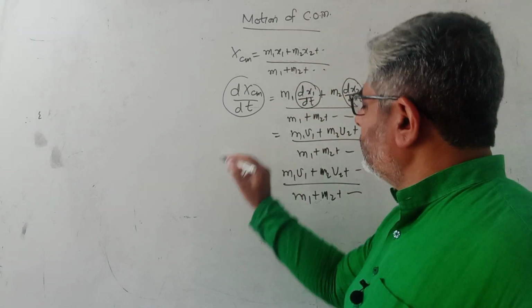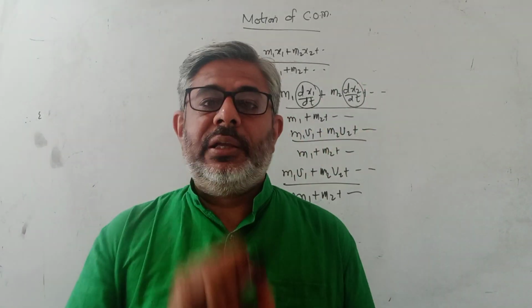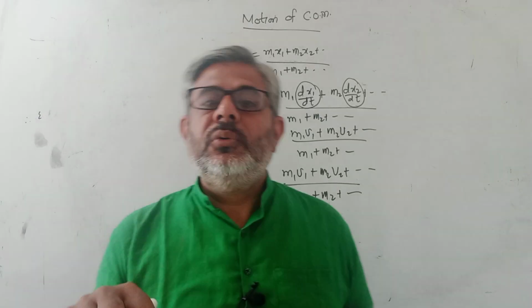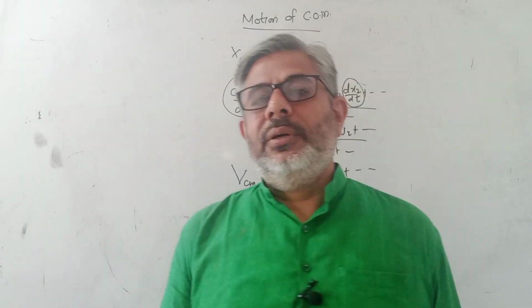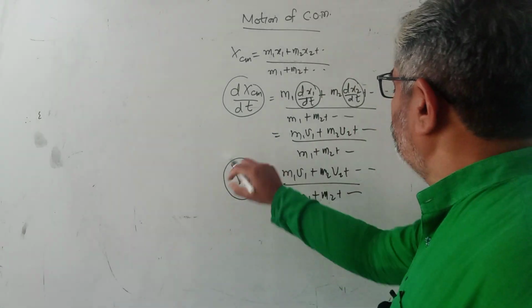So there is a difference between the velocity of the center of mass and the velocity of the constituent particles. Means वो सेंटर ऑफ मास जिन पार्टिकल्स का आप समझ रहे हो उनकी वेलोसिटी अलग बात है और इस सेंटर ऑफ मास की वेलोसिटी अलग बात है. So this is the velocity of the center of mass.